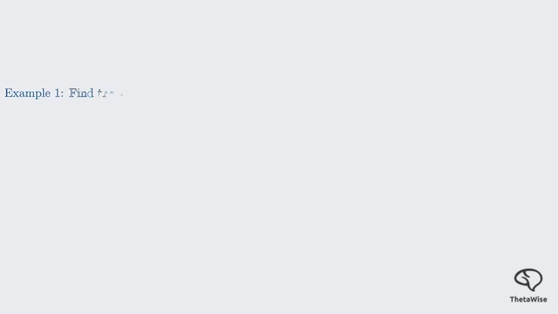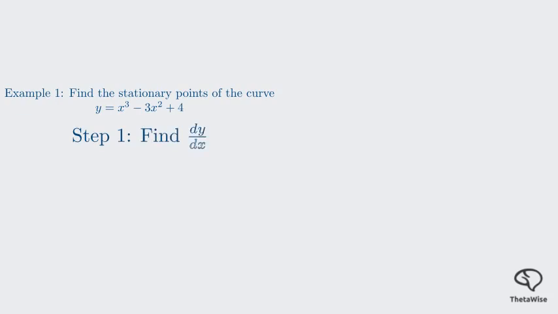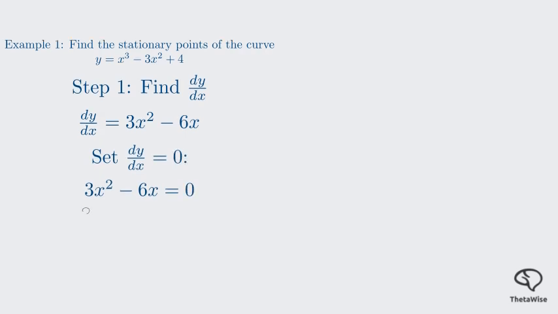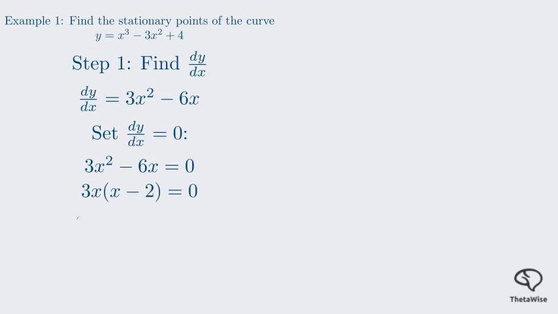Let's work through a typical IGCSE exam-style example to see this in action. Our first step is to find the derivative, dy by dx. Using the power rule, we bring the power down and subtract 1. To find the stationary points, we set this derivative to 0, because the gradient is flat at those locations. We can solve this by factorizing. Notice that 3x is a common factor. This gives us two solutions for x. Either 3x equals 0, which means x equals 0, or x minus 2 equals 0, which means x equals 2.